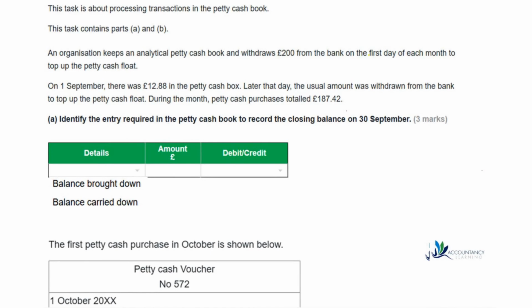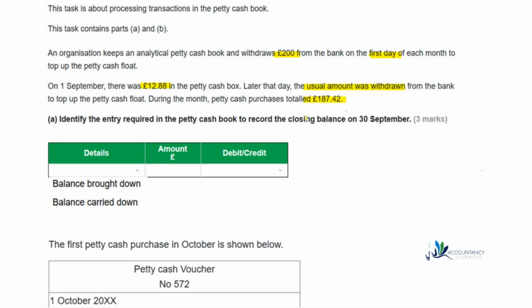We're told that an organisation keeps an analytical petty cash book and withdraws £200 from the bank on the first day of each month to top up the petty cash float. On the 1st of September there was £12.88 in the petty cash book, and later that day the usual amount was withdrawn from the bank to top up the petty cash float. During the month, petty cash purchases totalled £187.42.